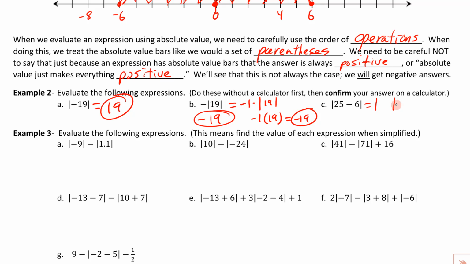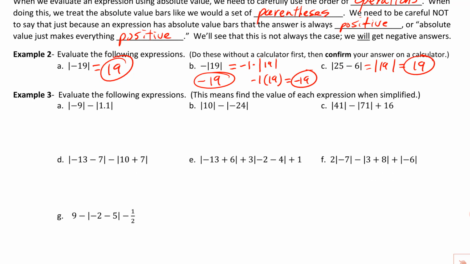So this is going to be the absolute value of 25 minus 6. That's going to be 19. So the absolute value of 19, as we've been seeing, is 19. Okay, so that's kind of the idea there. Now we're just going to go through and do a couple of quick examples here.